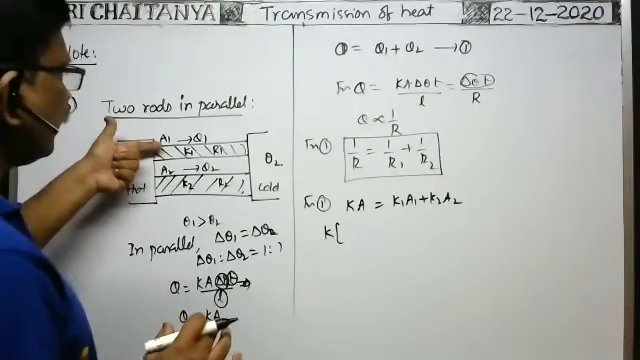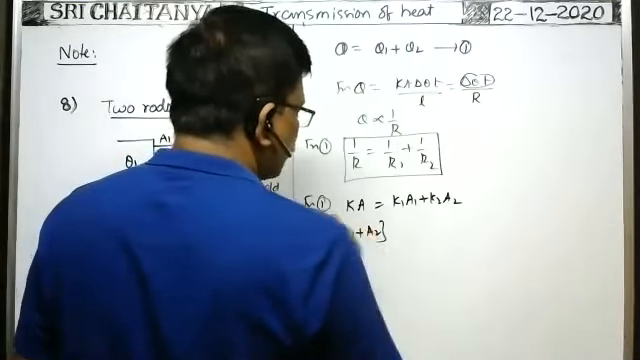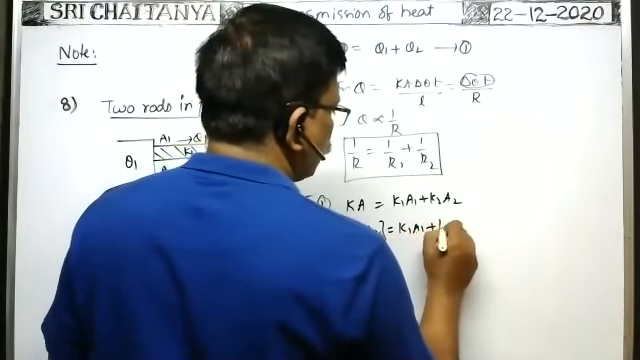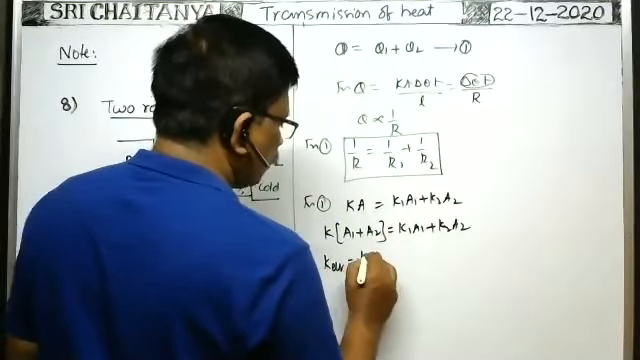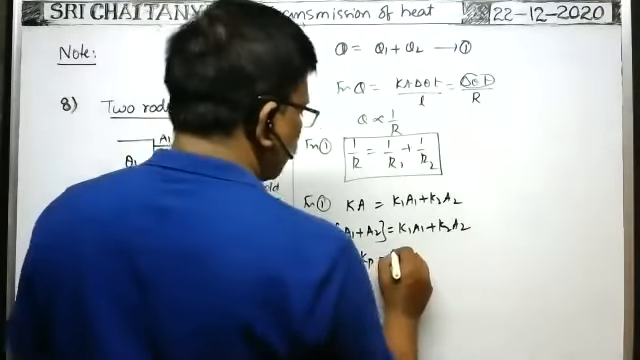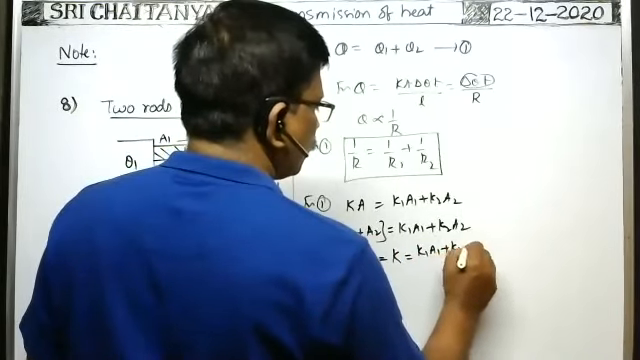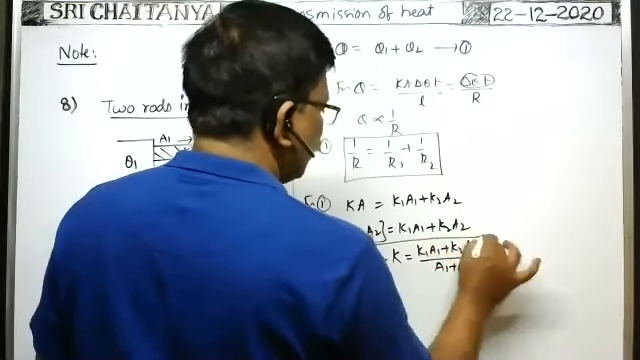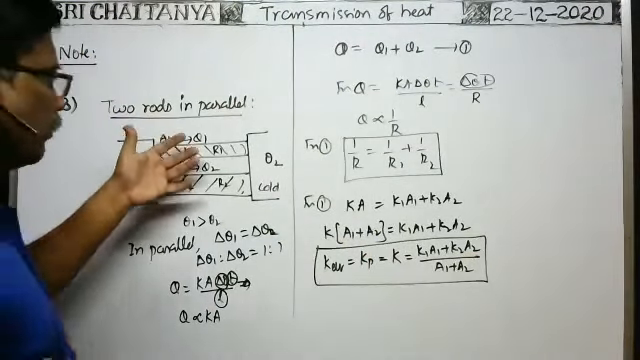two rods together. The areas are A1 and A2, so the total area of cross section becomes A1 plus A2. It is the effective area of cross section of the single rod, and it is equal to K1 A1 plus K2 A2. Therefore, K effective is equal to K parallel. That means when the two rods are connected in parallel, the effective coefficient of thermal conductivity Kp is equal to K, which is equal to K1 A1 plus K2 A2 whole by A1 plus A2. This is the effective coefficient of thermal conductivity whenever two rods are connected in parallel.